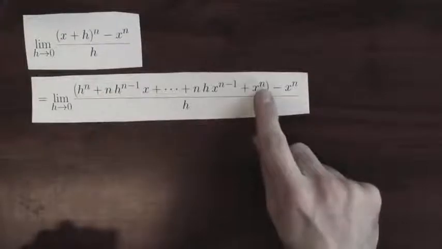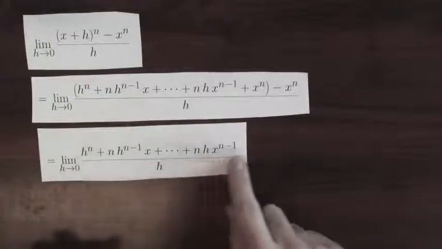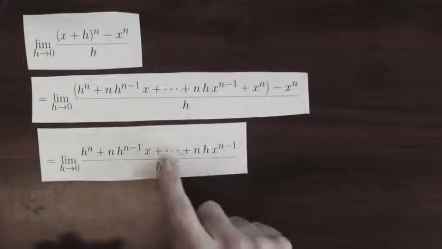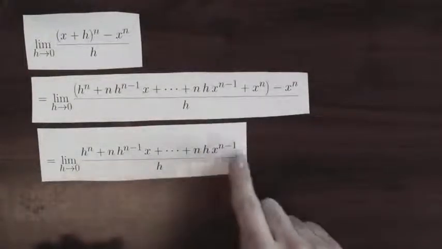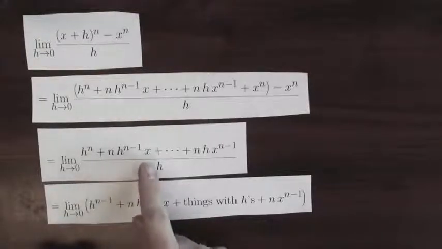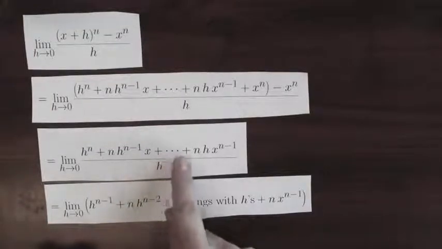Just like before, I've got an x to the n and a minus x to the n. So I can cancel those, and now I'm left with just these terms, still a bunch of terms with h's in them. And note that every single term in the numerator here has an h. So I can then do the division just like before. The h to the n over h becomes h to the n minus 1. n h to the n minus 1 times x becomes n h to the n minus 2 times x. Everything in the dot dot dot here has at least an h squared in it. So when I divide it by h, everything that's left over still has at least one h in it.